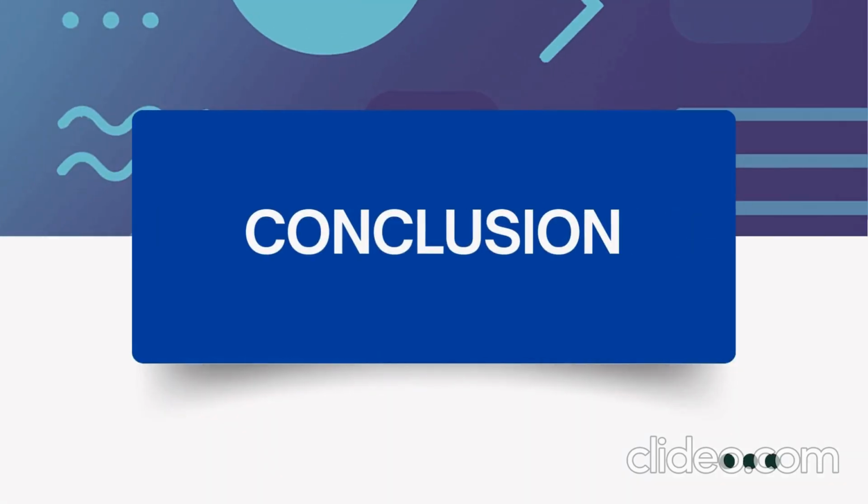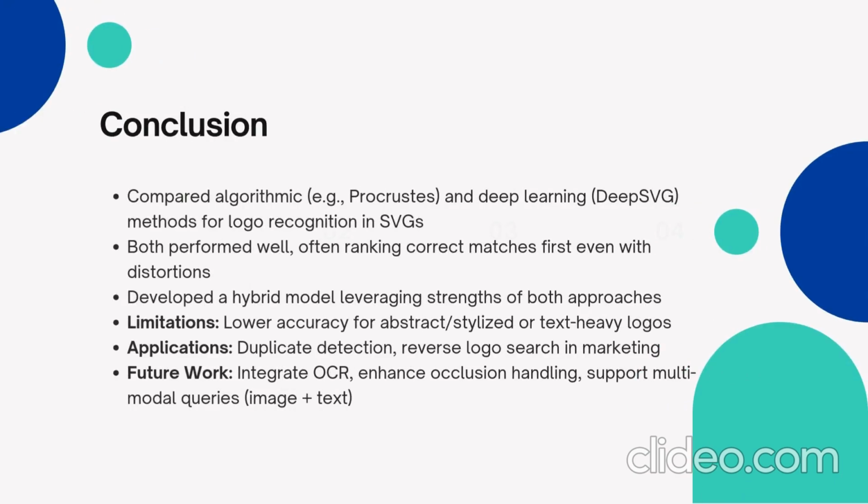We now turn to the conclusion of our study. In short, our research confirmed that for vector graphics, both algorithmic and deep learning methods are powerful. We found that Procrustes analysis and DeepSVG were the top performers. This demonstrates that deep learning isn't always superior. By understanding the strengths of both, we developed a hybrid model that is more accurate and robust.